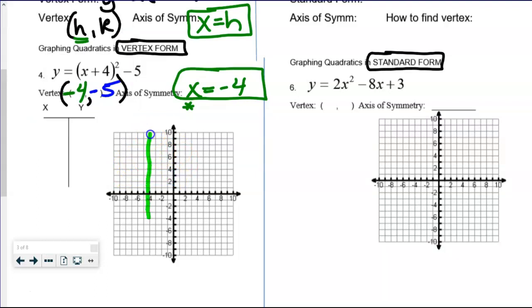Oh, that's not straight at all. Maybe it'll fix itself. Pretty good. Okay, so this is the axis of symmetry. We should be seeing everything kind of surrounding that.